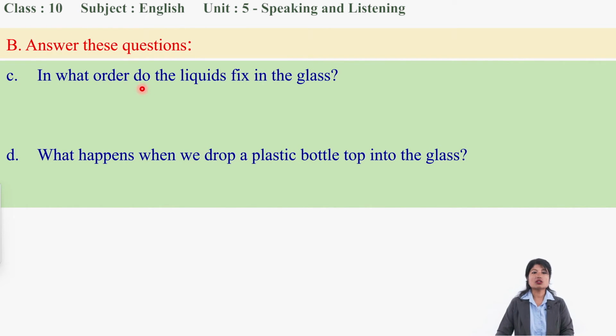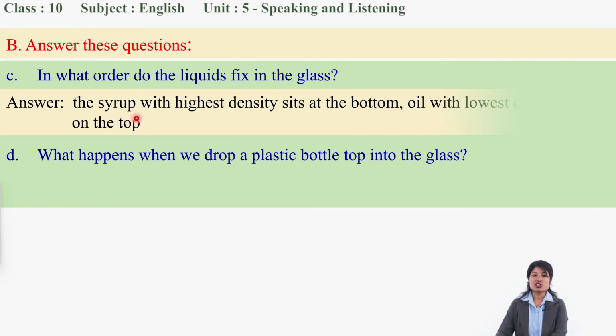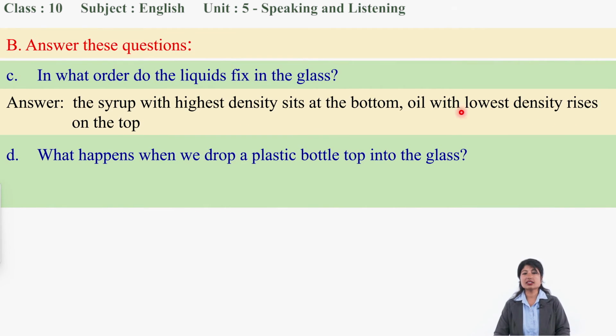C. In what order do the liquids settle in the glass? The right order is, the syrup with the highest density sits at the bottom. So at the bottom there is the food syrup, and the oil with the lowest density rises to the top. This is the order in the glass.